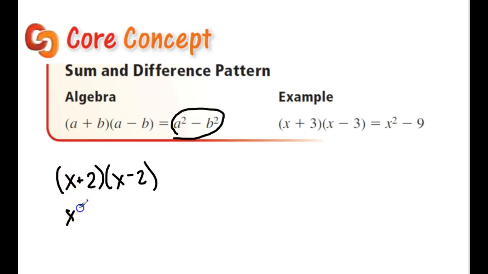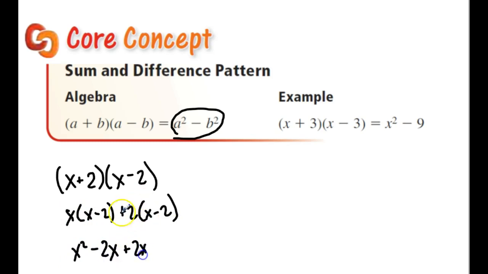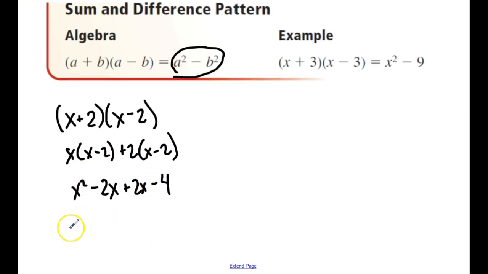So I know I would have x times x minus 2 plus 2 times x minus 2, right? X times x is x squared. X times a negative 2 is minus 2x. 2 times x is a positive 2x. And 2 times a negative 2 is a negative 4. Okay, so now I see that I've got this x squared. I have a negative 2x and a positive 2x, and those two end up canceling each other out. And I have 4 here at the end.